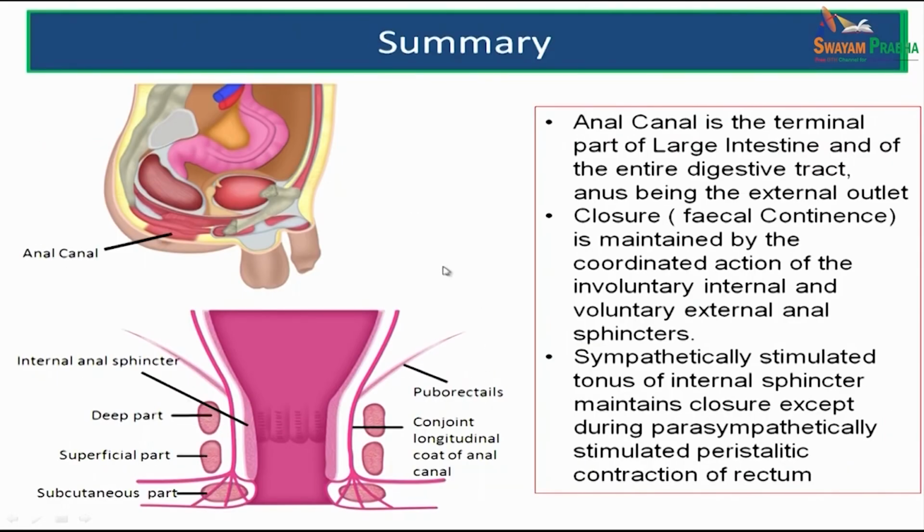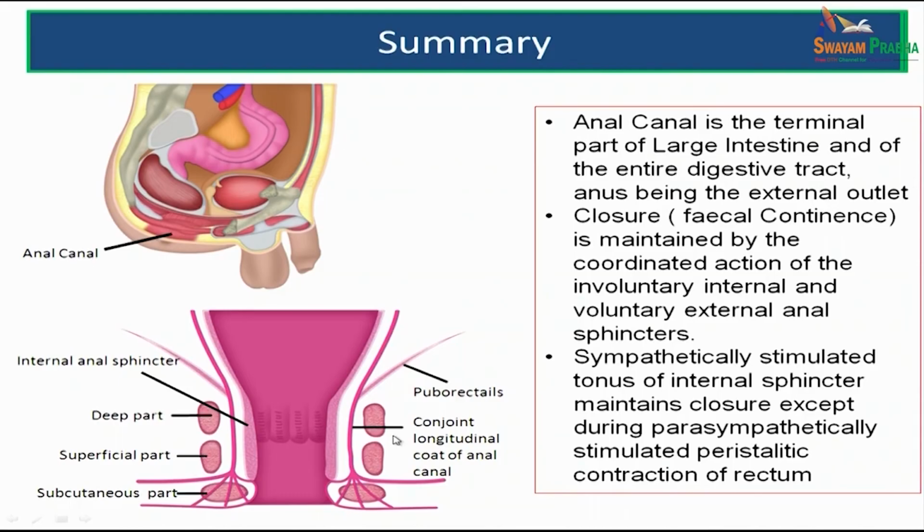Now, we will summarize what we have learned in this lecture. Anal canal is the terminal part of large intestine and of the entire digestive tract. Anal orifice or anus is the external outlet. The closure of the anal canal, which leads to fecal continence, is because of the coordinated action of involuntary internal sphincter and voluntary external anal sphincters. The sympathetically stimulated tonus of internal sphincter maintains closure except during parasympathetically stimulated peristaltic contraction of rectum.